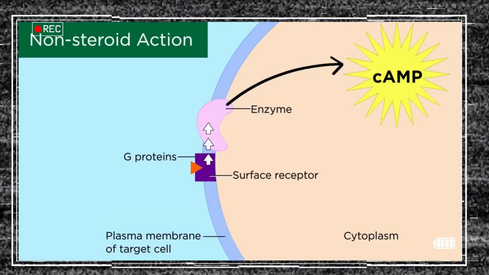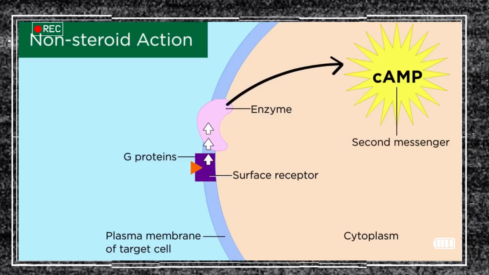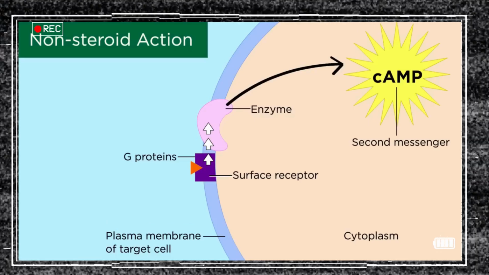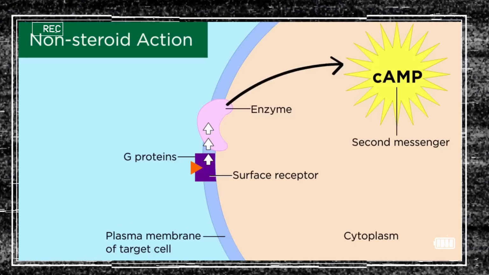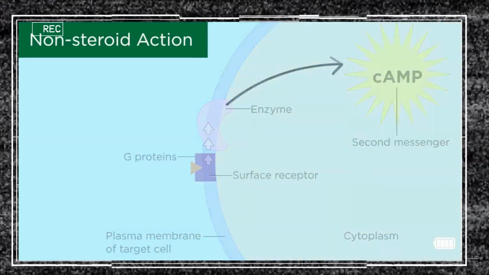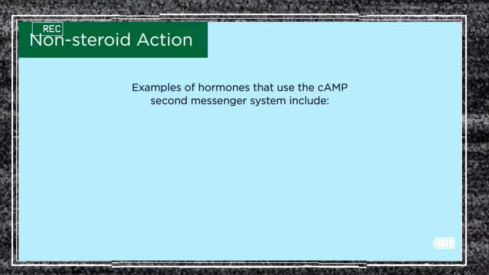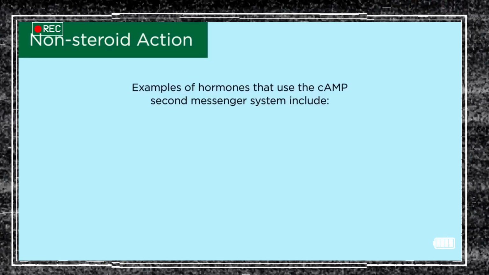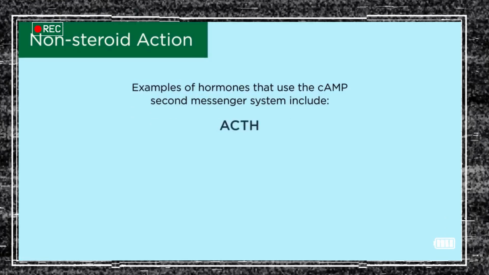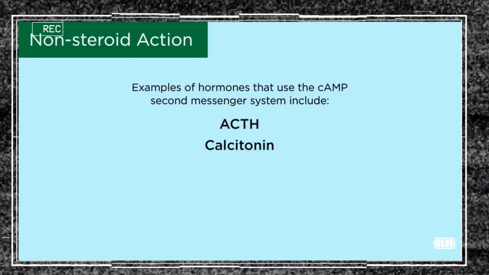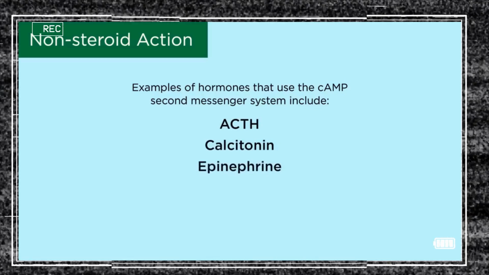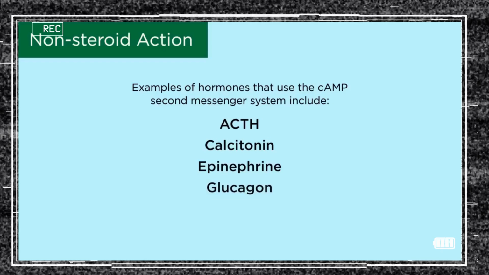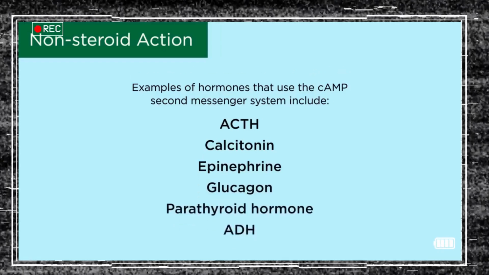Cyclic AMP is called a second messenger because it signals a cascade of events that eventually change the enzymatic activity in a cell to cause the target cell response. Examples of hormones that use the cyclic AMP second messenger system include ACTH, calcitonin, epinephrine, glucagon, parathyroid hormone, and ADH.